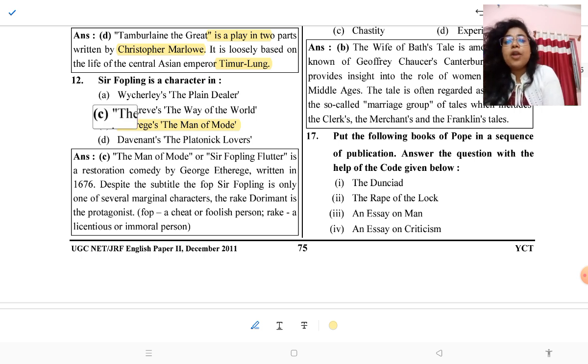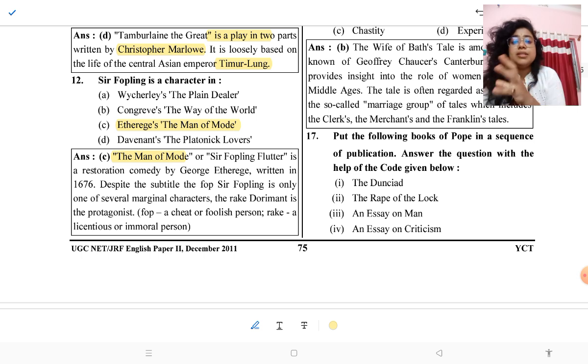So the Man of Mode, because I myself got confused most of the time with these characters, these writers, publication dates, who wrote what, and the chronological order. So for myself I will make this video.